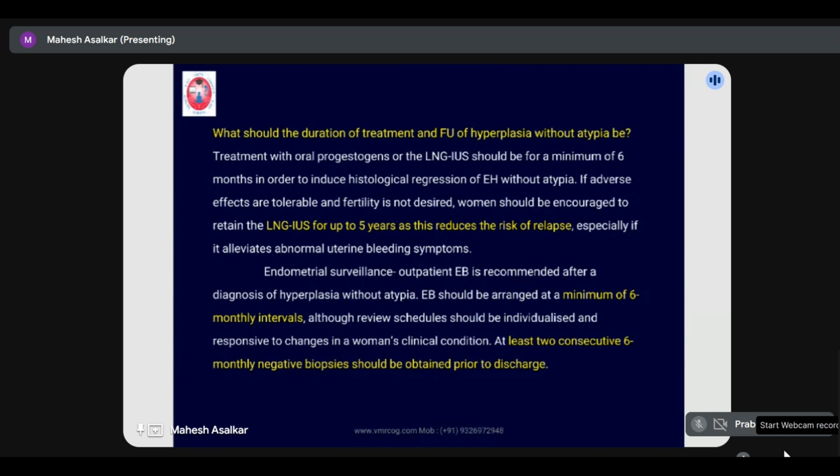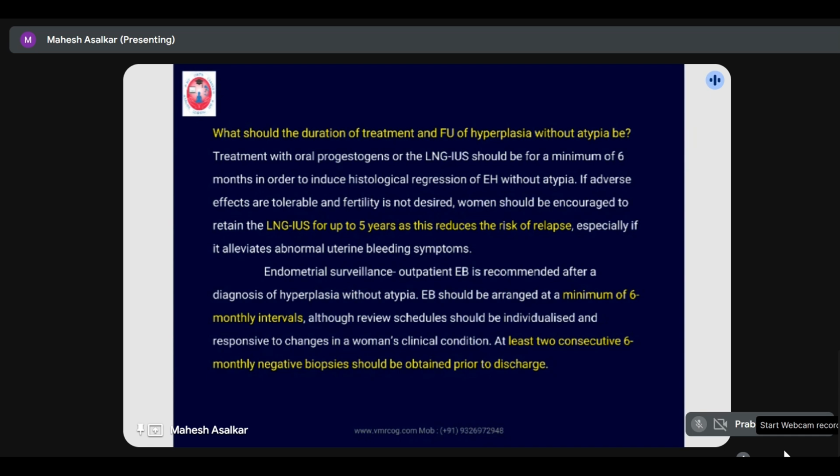Then what should be the duration of treatment and follow-up of hyperplasia without atypia? Treatment with oral progesterone or LNG-IUS should be given for a minimum of 6 months in order to induce histological regression of endometrial hyperplasia without atypia. So how much treatment should be given?